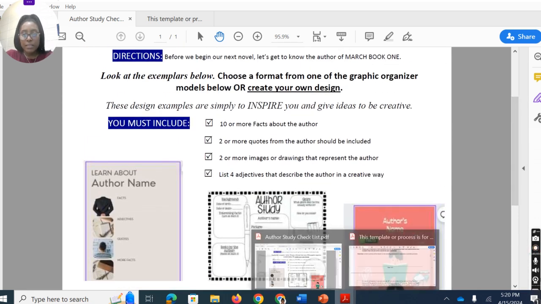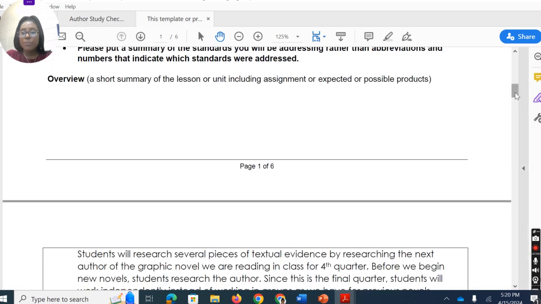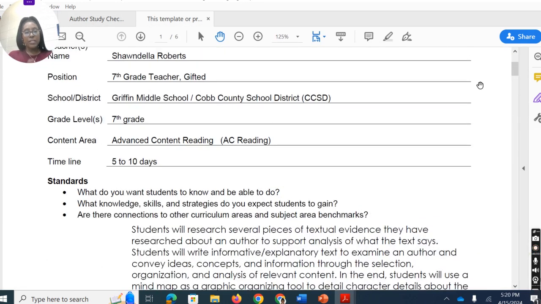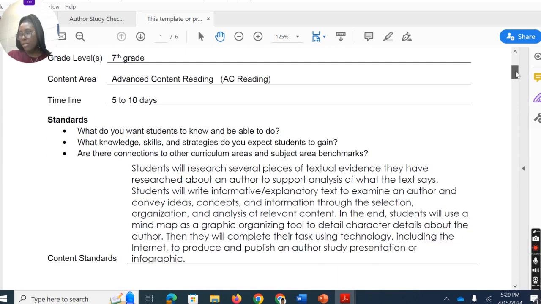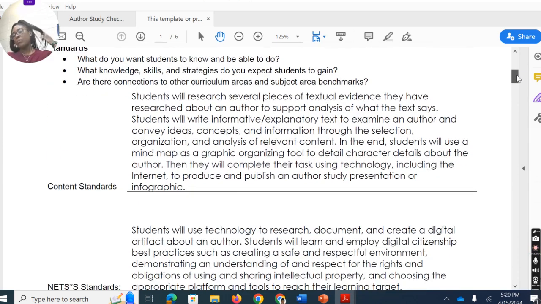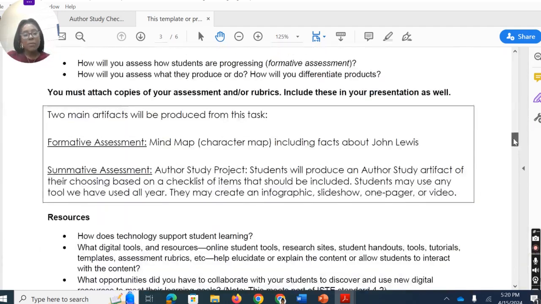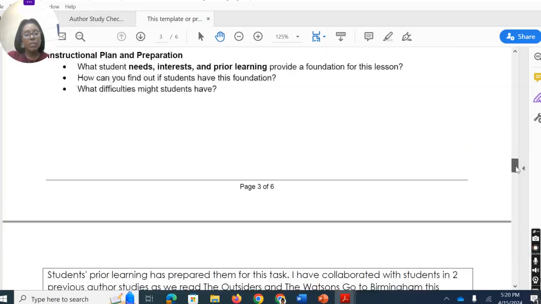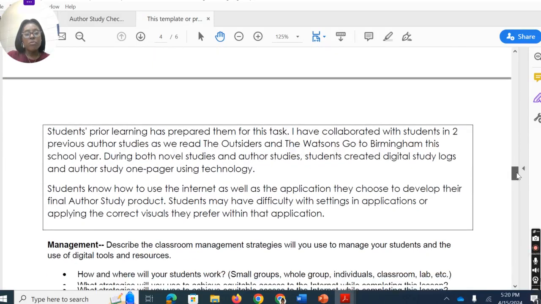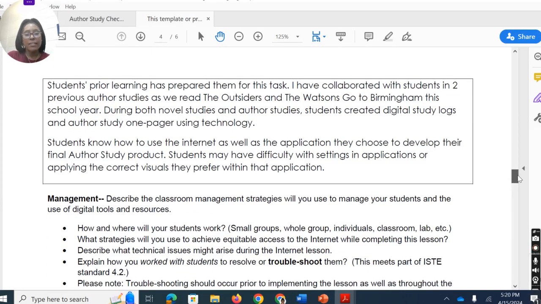So when it comes to this lesson plan, I gave it 5 to 10 days. We're going into our 2nd week now of what students will create. The implementation of the lesson went very well. I want to go right to my reflection. The prior learning did prepare them for this task.